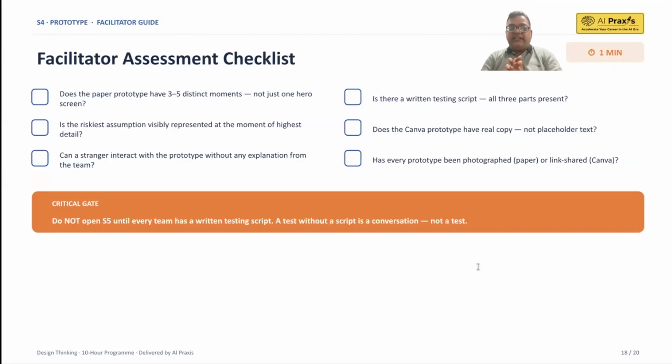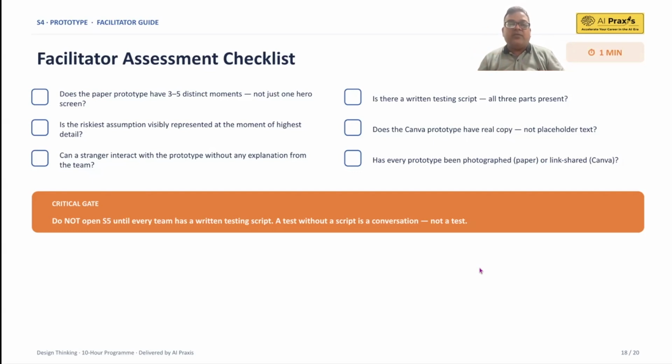And here is the facilitator assessment checklist. Before we move into any kind of testing session, we have to do a final quality check. Ask yourself these 6 questions. Does your paper prototype show 3 to 5 key moments, or is it just one screen? Is your riskiest assumption clearly represented? Can someone use your prototype without you explaining it? Have you written all 3 parts of the testing script?